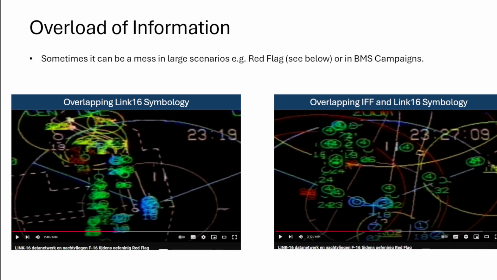Okay, so you can imagine that Link 16 can lead to overload of information. That happens. It's a real snapshot of heads-up of HSD doing a Red Flag. This can be found on the internet. I think this is Danish. Link 16 Data Network and Nachtfliegen. There's a Nachtflug. Yeah, it's Danish, isn't it? Doing Red Flag. And you can see here that you can say whatever you want. It's everything overlapping. I just know this is blue, this is green, and there are some reds there.